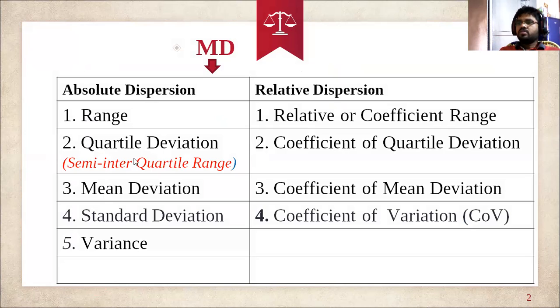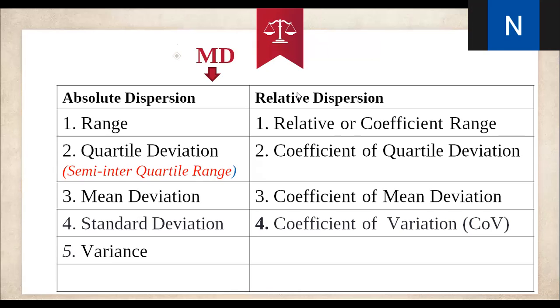So, if time permits, we will also discuss the relative dispersions: the coefficient of range, coefficient of quartile deviation, and coefficient of mean deviation. Probably we will discuss these three also along with the absolute dispersions. Today we will discuss range, quartile deviation, and mean deviation, along with the coefficient of range, coefficient of quartile deviation, and coefficient of mean deviation.